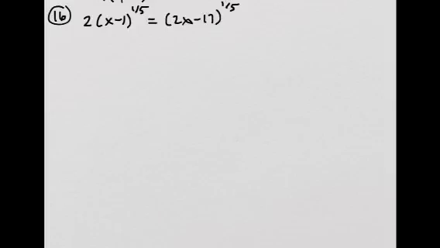Alright, so 16, both sides are raised to the 1/5 power, so in order to get rid of the 1/5, we're going to raise both sides to the 5th power. So here 5, and then here to the 5th power. Remember, we had another example similar to this, where there's an outside number, so the 2 right here has to be raised to the 5th power. So 2 to the 5th power is 32.